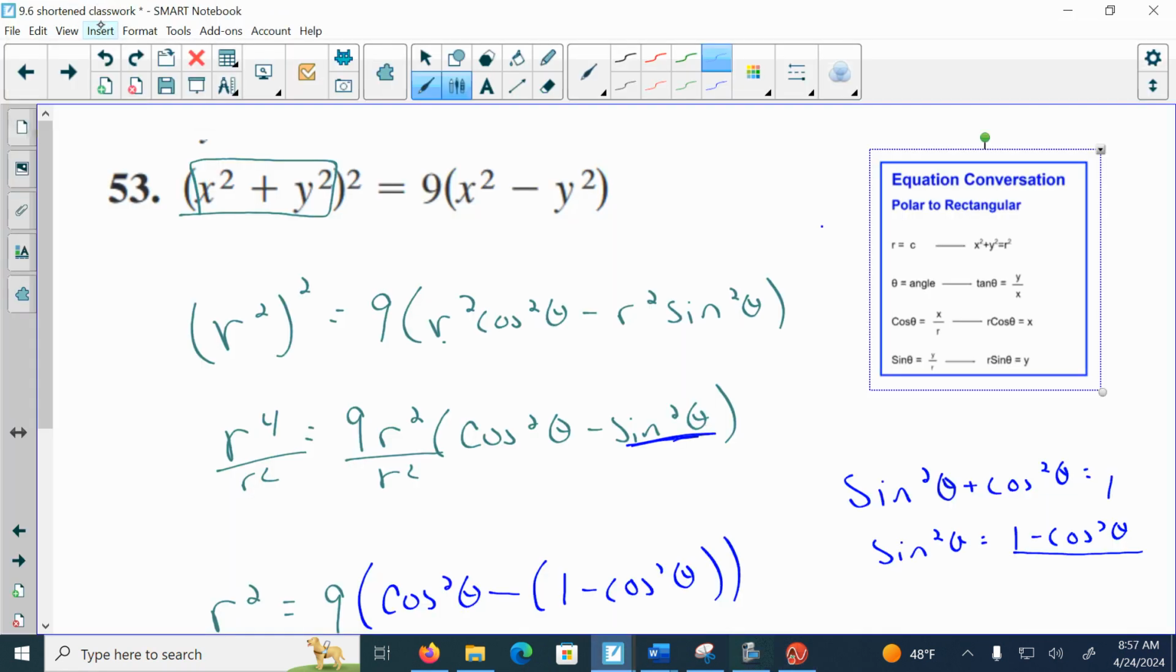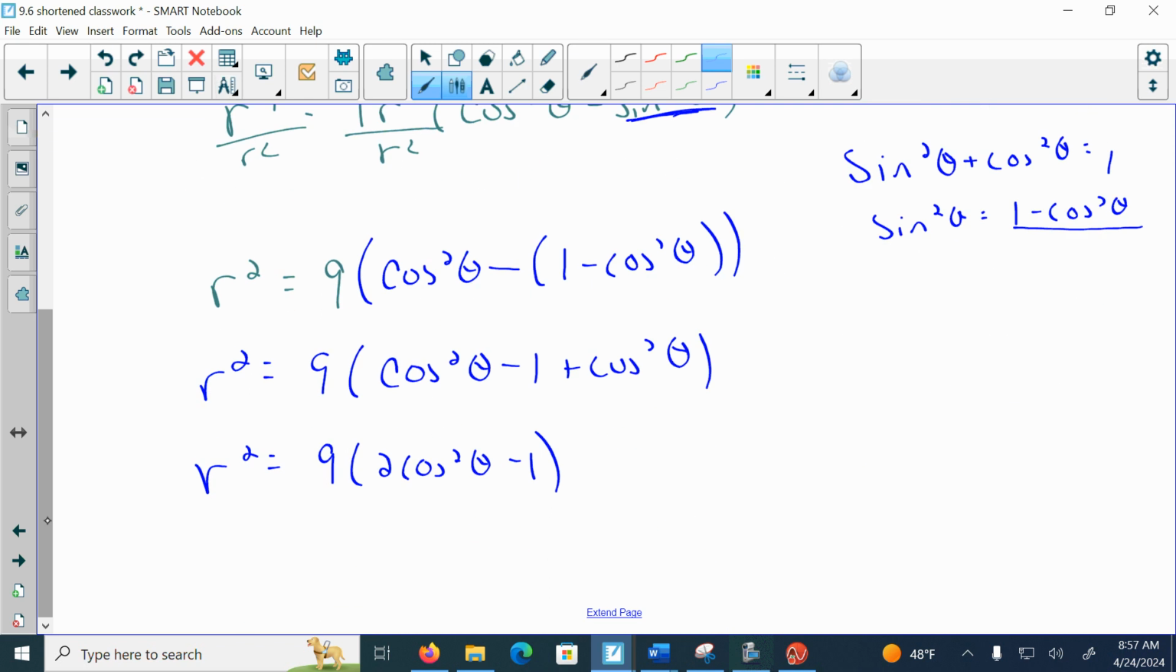So if you get this far, I'm happy, but if you check the back of your book, you're going to have r squared is equal to 9 cosine 2 theta, because I'm sure none of you remember, but this is a double angle identity. But if you get this far, that's fine. If you would have replaced the cosine with 1 minus sine squared, you're still going to get something similar. Try and condense it down to one trig function if you can.